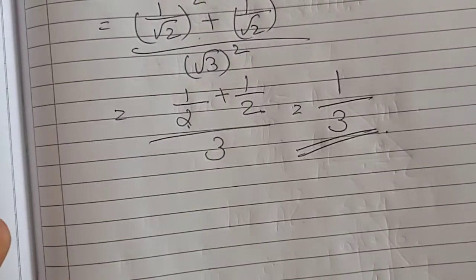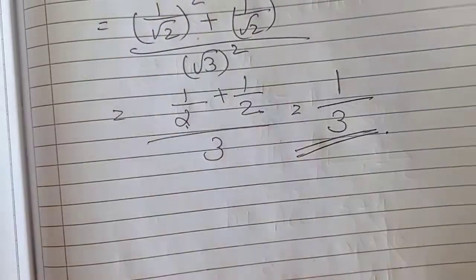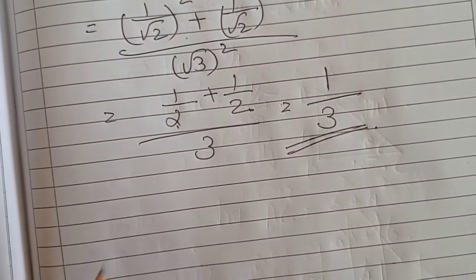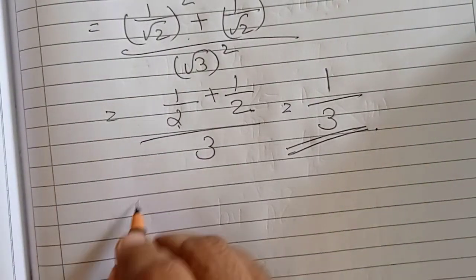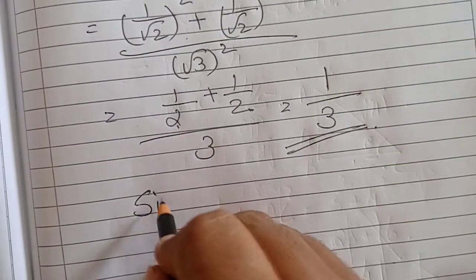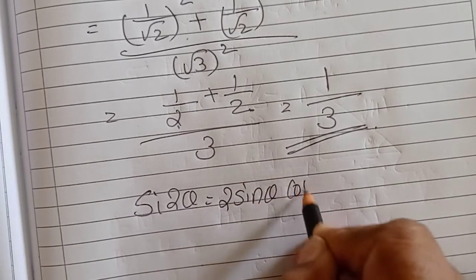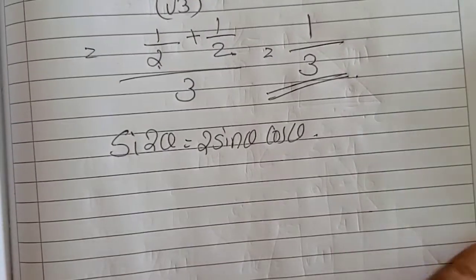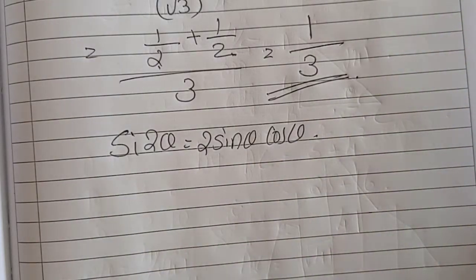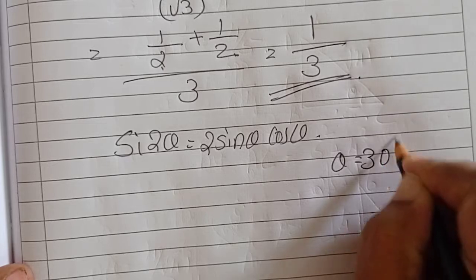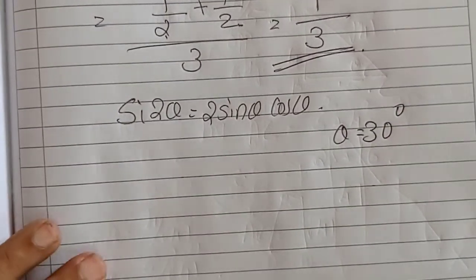Okay. Then write the next question. Prove that sin 2 theta is equal to 2 sin theta cos theta, if theta is equal to 30 degree.